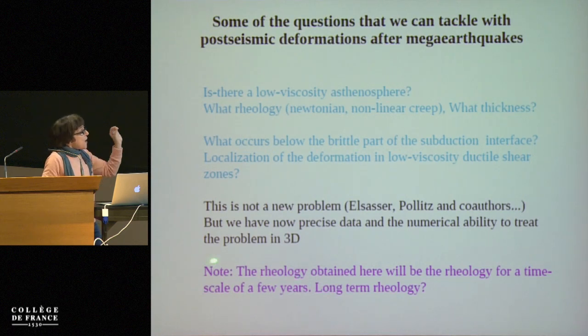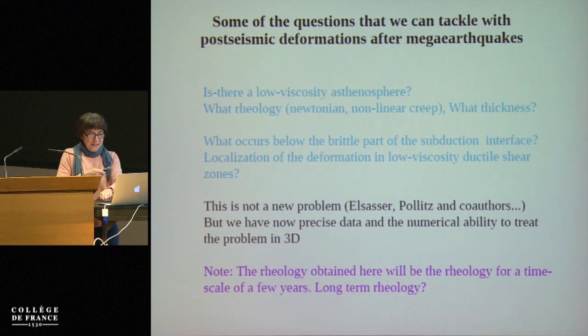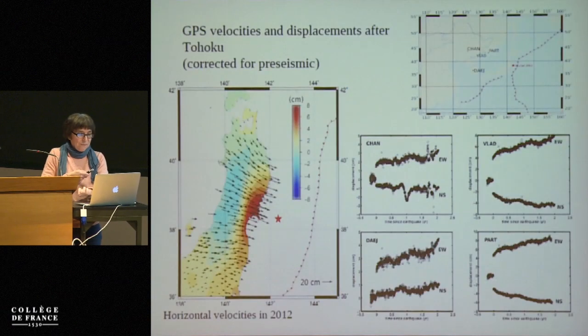One point that we'll talk about is that these motions that we see are motions over a few years, on a scale longer than the attenuation of seismological waves, but it's not a deformation over a very long time like mantle convection. So the rheology that we get, is it a long-term rheology or is it a transient type of rheology?